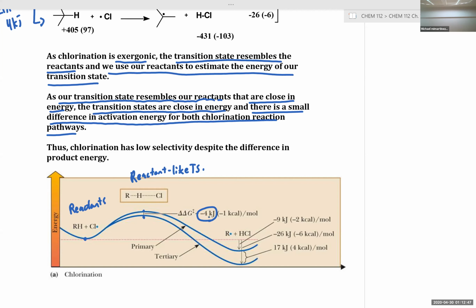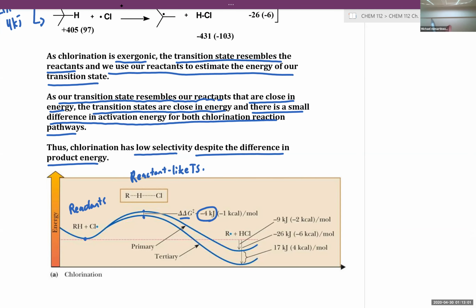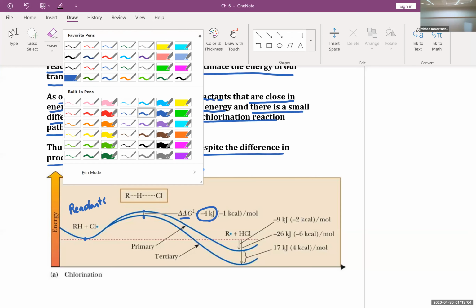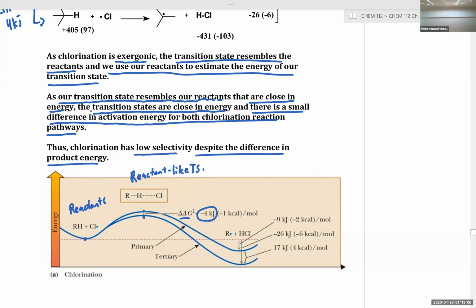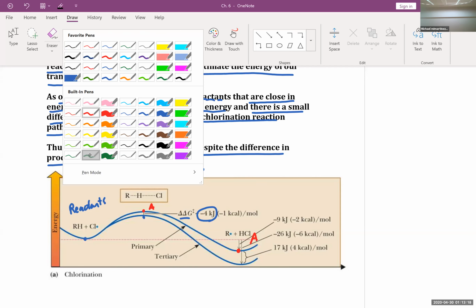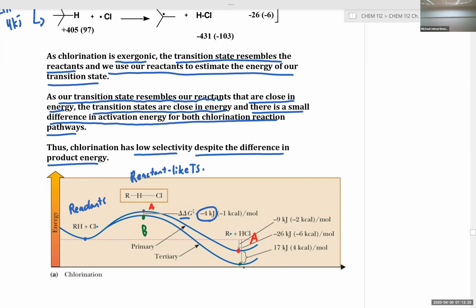And in turn, this difference is not enough to produce a substantial selectivity. The difference in activation energy is too small. Thus, chlorination has low selectivity despite the difference in product energy. So let's use our A and B. So let's suppose this is pathway A and product A. Pathway B and product B.